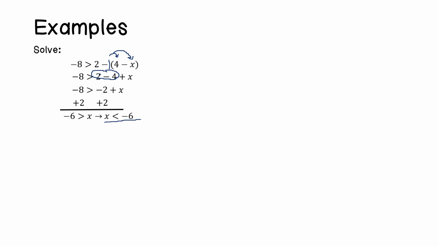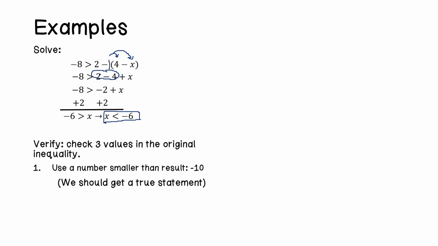Now remember, if you reverse the order of your inequality, you have to change your inequality symbol. See how the small part points to the x here, and it's still pointing to the x here? That's what you need. So our possible solution is x is less than negative 6. So we're going to try 3 values, right? We're going to try a number smaller, a number bigger, and that number.